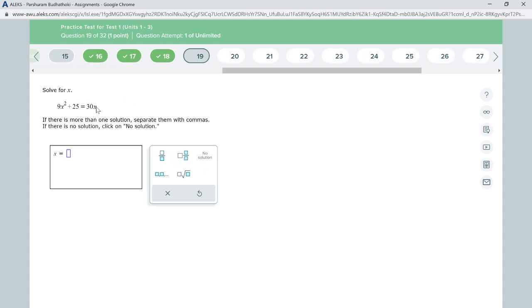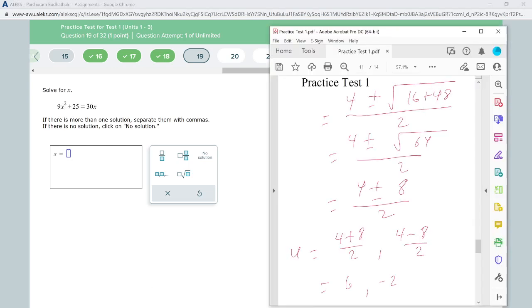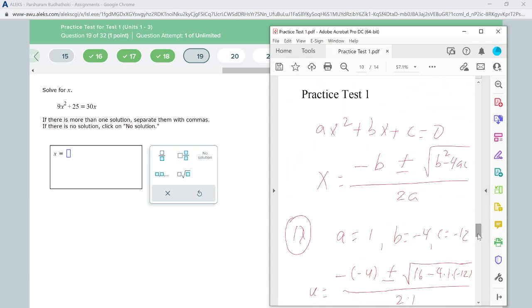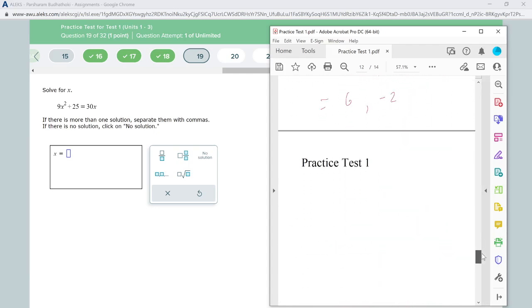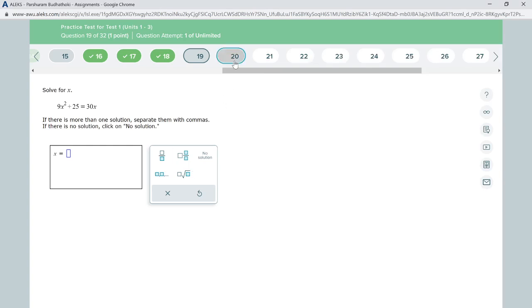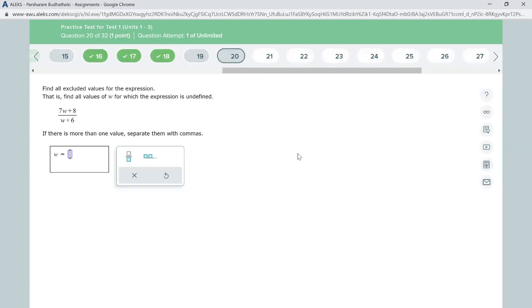Once again, this is a quadratic equation. You can bring this 30x to the left side. So the problem would be 9x squared minus 30x plus 25 equals 0. And now you can use the quadratic formula or factoring method to solve this equation. So I'm not going to repeat this. Let's go to the next problem.